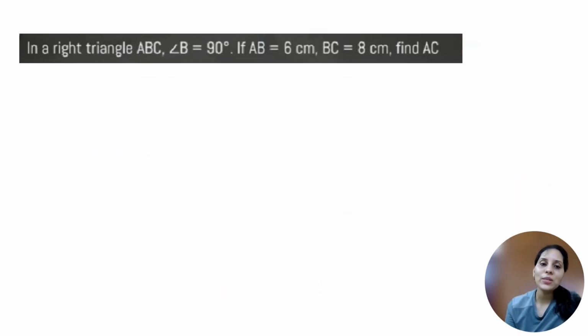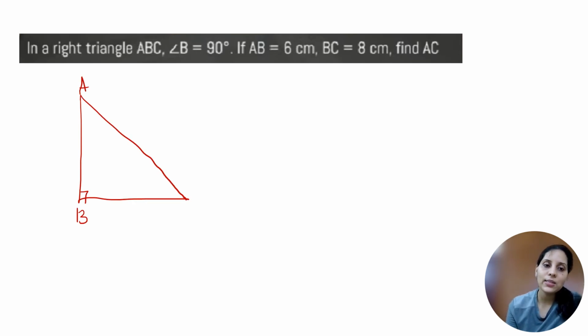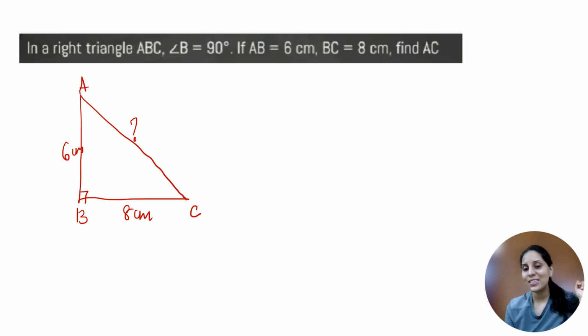In a triangle ABC, angle B is 90. Okay, let me draw a right angle triangle. Angle B is 90, ABC. AB is 6 centimeter, BC is 8 centimeter, and you need to find AC. Now, since it's a right angle triangle and two sides are given, the third one can be easily calculated using the Pythagoras theorem. What is the Pythagorean theorem?